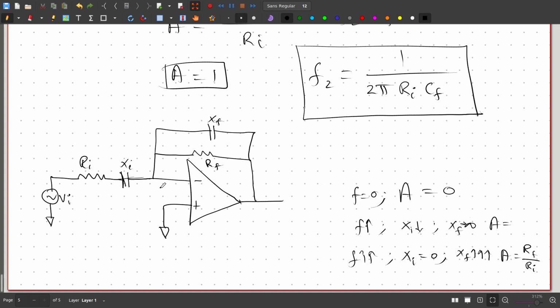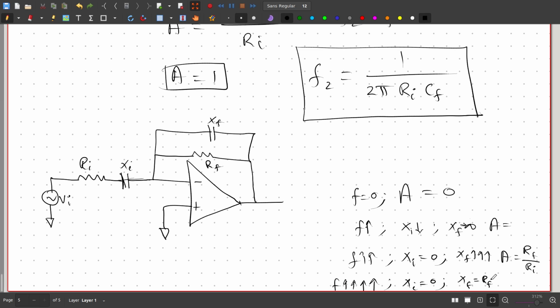And as we further increase the frequency, for very large frequencies, this Xi is 0 and XF is also very much less than RF. So most of the conduction is through this network, not through RF. Since this is the least resistive part, because XF is very much less than RF, most of the feedback is through XF.